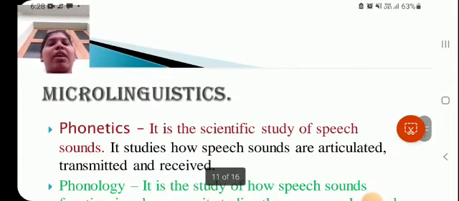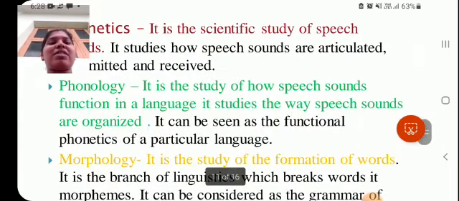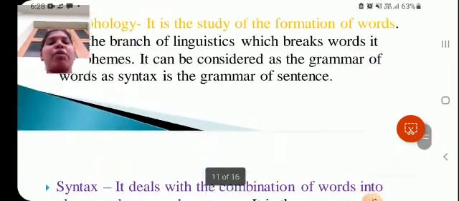Let's see about microlinguistics. Phonetics, it is the scientific study of speech sounds. Phonology, it is the study of how speech sounds function in language and how the speech sounds are organized. Morphology, the study of the formation of words.